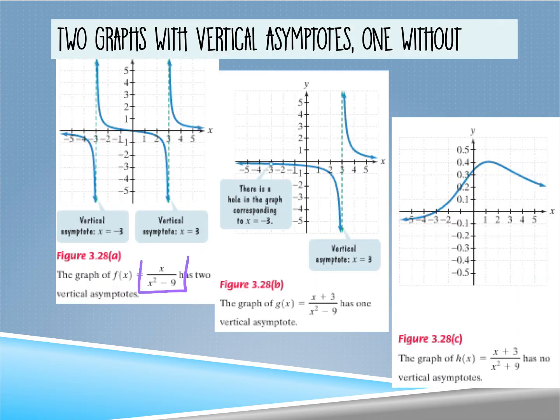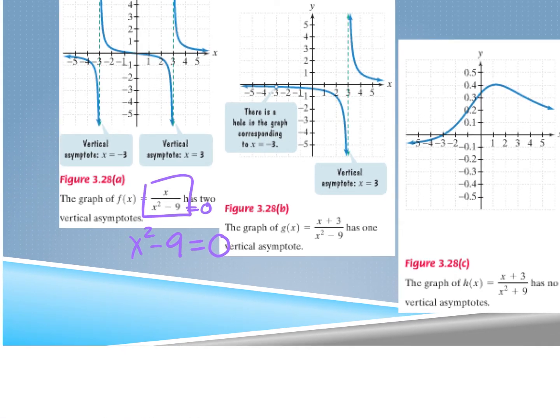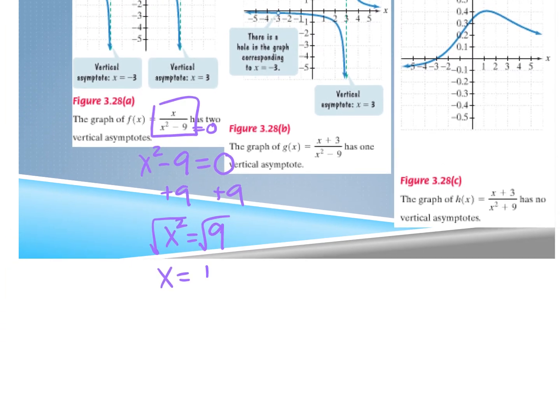So this is the equation of our graph. How do we find the vertical asymptote? Set the denominator equal to 0. So we have x squared minus 9 equals 0. Then I solve for x. Add 9 to both sides. X squared is equal to 9. Take the square root. So what's x equal to? Plus or minus 3. So I have two vertical asymptotes, one at x equal to negative 3 and one at x equal to positive 3.